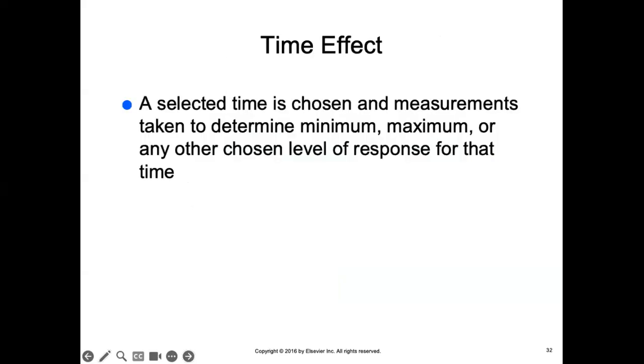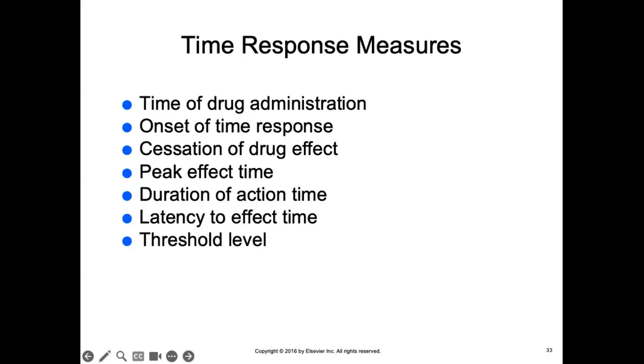The time effect: dose response includes magnitude of response after a single dose, excluding other factors that affect the concentration at the site of action. An example is time. A selected time is chosen and measurements are taken to determine minimum, maximum, or any other chosen level of response at that time. Time response measures include time of drug administration, onset of time response, when the drug stops working, the peak effect, the duration of action, the latency of the effect, and the threshold level.